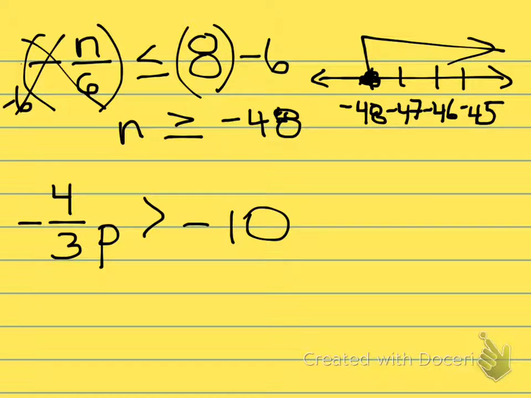Next problem, you have a fraction that's negative, and you have negative 4/3 p is greater than negative 10, so we're going to get p by itself. We need to multiply by the reciprocal for that one to get p by itself. So I'm going to multiply by negative 3/4.